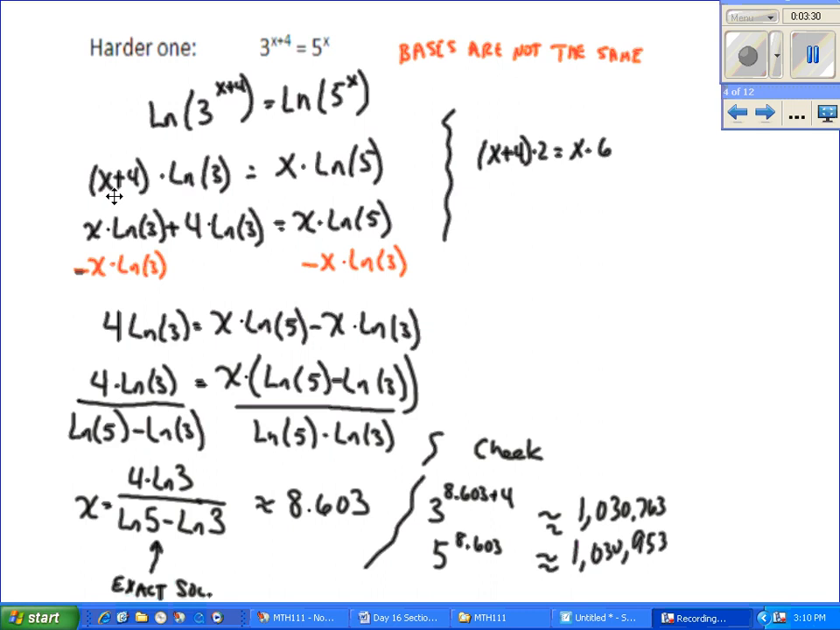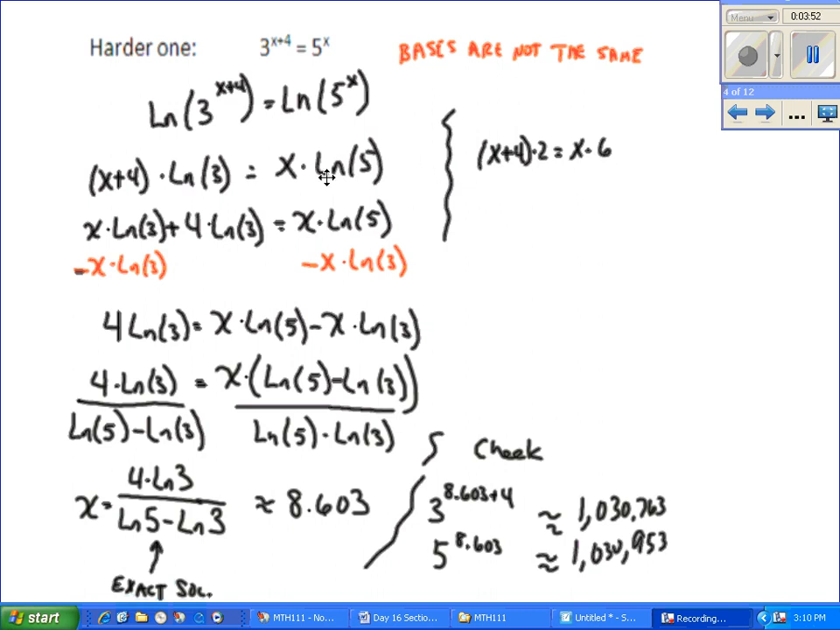And just a note here, most students look at this and get really intimidated, but remember the natural log of 3 and the natural log of 5 are just numbers. Algebraically, this problem here is equivalent to solving this problem here: x plus 4 times a number equals x times a number. I know you know how to solve this one, so we can solve this one.